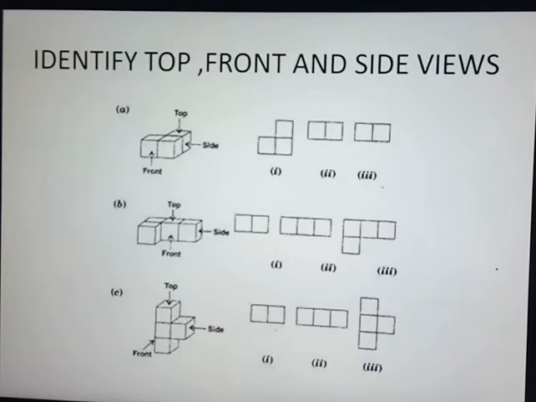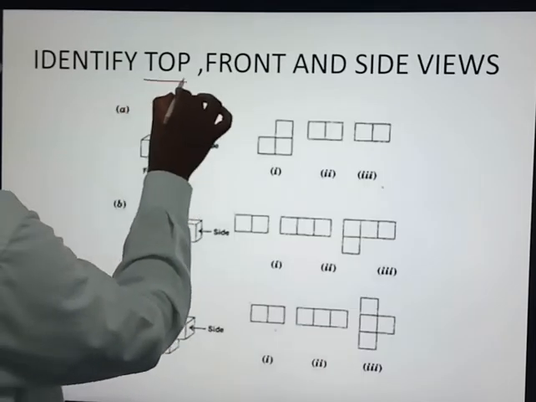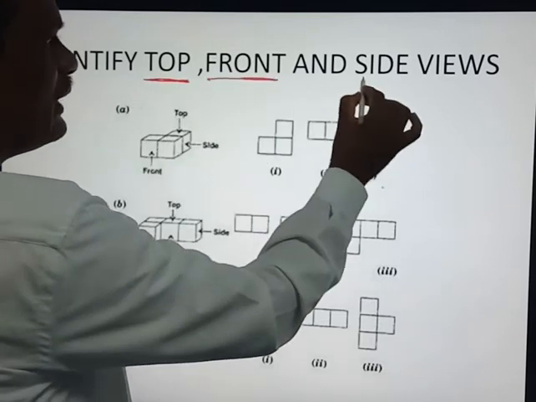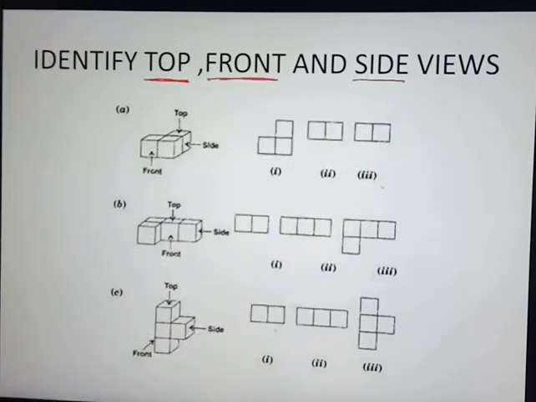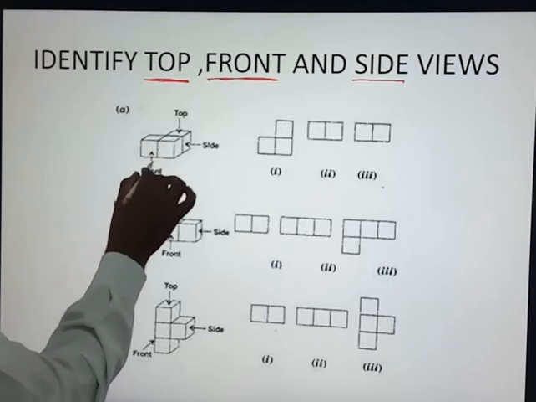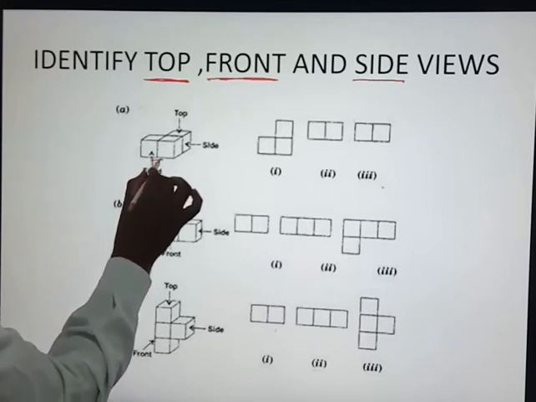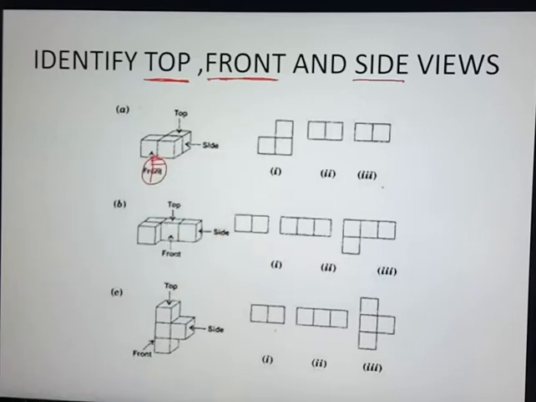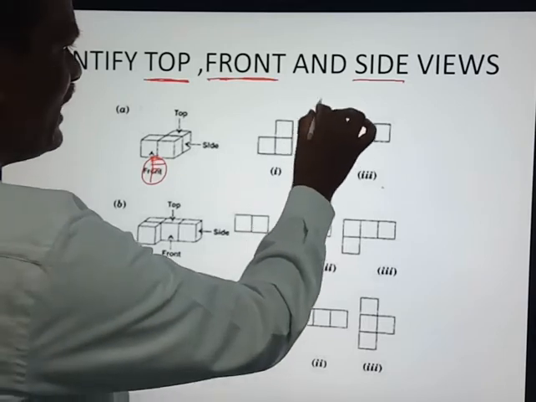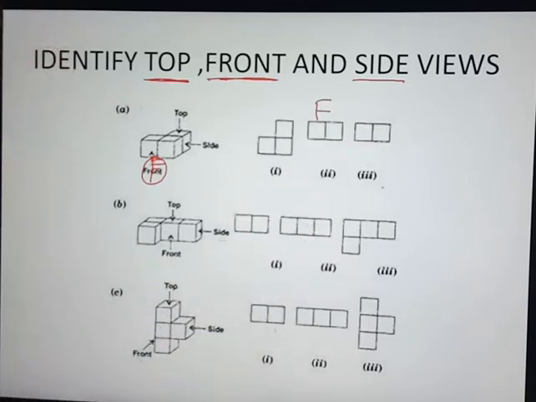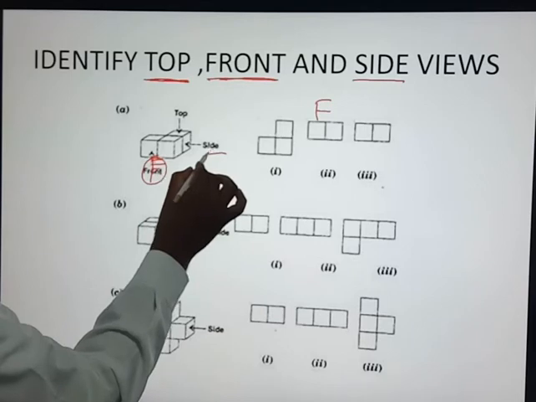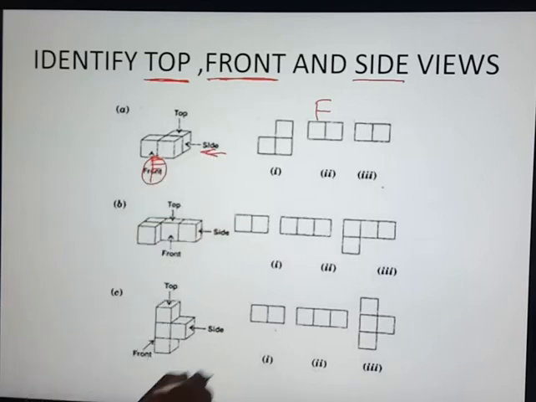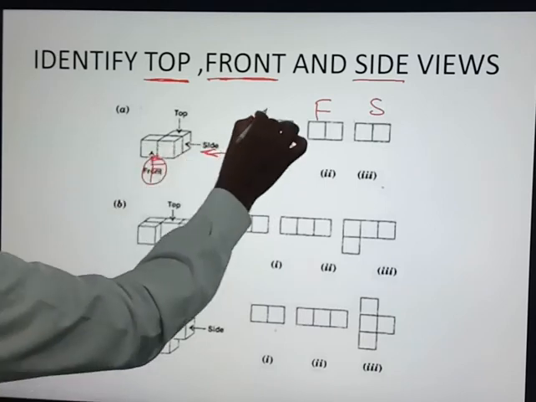Identify the top, front and side views. You have to identify the top view, front view as well as side view of this object. Now we have 3 cubes. Front view. This is the front view. You tell me what is the front view of this, which one will match here? Second option, this is front. Okay, this is front. Side view, from this direction. What is the side view? Third option. Top view, this is the top view, left out.